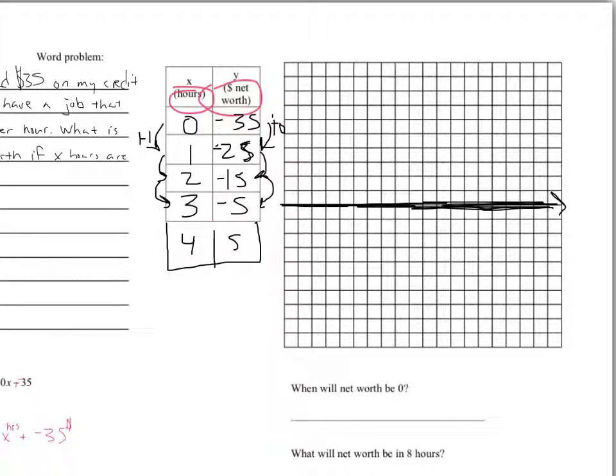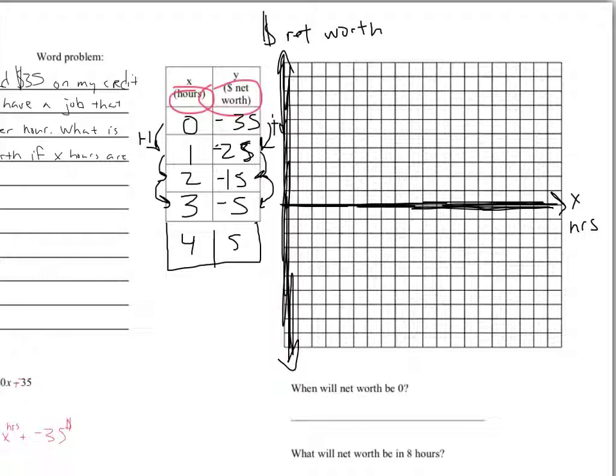I'm going to label it as x hours. And my y-axis, I'm going to put over here on the edge. And we know it's dollars of net worth. And here, there's two different ways we can go about graphing this.